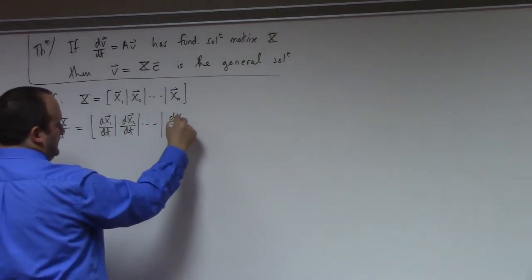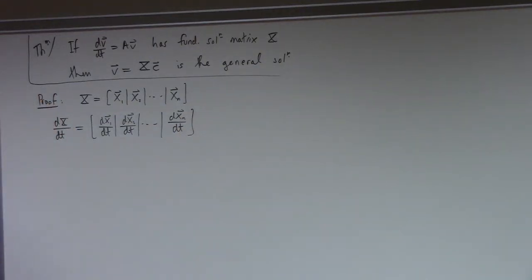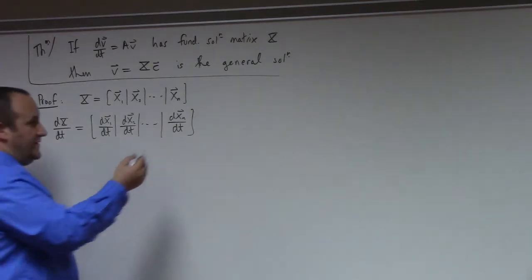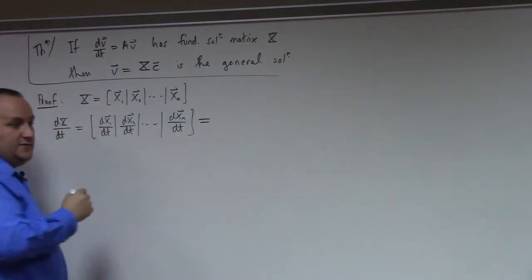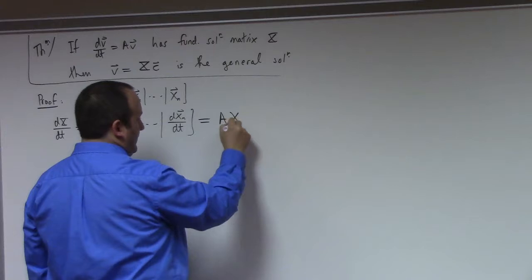Down the line, dxn dt. So we differentiate component-wise, right? So the derivative of a matrix is also the matrix of the derivatives of its columns. Now, if we're assuming that X is a fundamental solution matrix, what's that mean? We have that this is equal to, what is it equal to? Since it's a fundamental solution matrix, this is equal to A times big X, right?